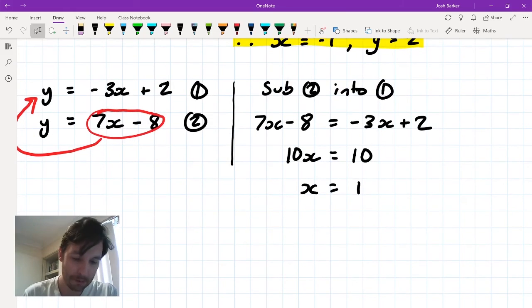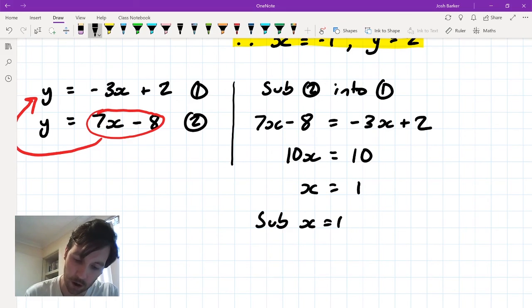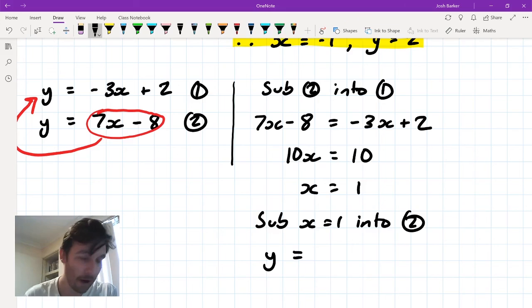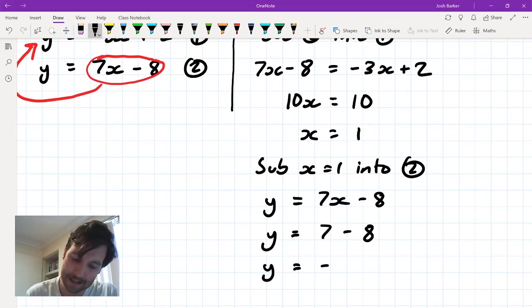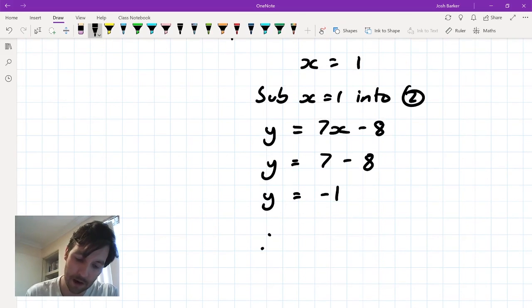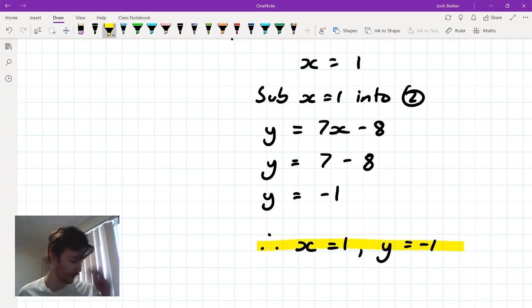Second one, they're pretty much as easy as each other. I'll probably sub into 2. So sub x equals 1 into 2. So now a new equation, y is equal to 7x minus 8. So now y equals 7 times 1, which is 7, take away 8, which is, of course, negative 1. And again, it's a simultaneous equations solving question, so we need to write down our solution. So x is equal to 1, y is equal to negative 1. And then chuck a big yellow highlight through there because that's the most satisfying part of finishing your maths problems.